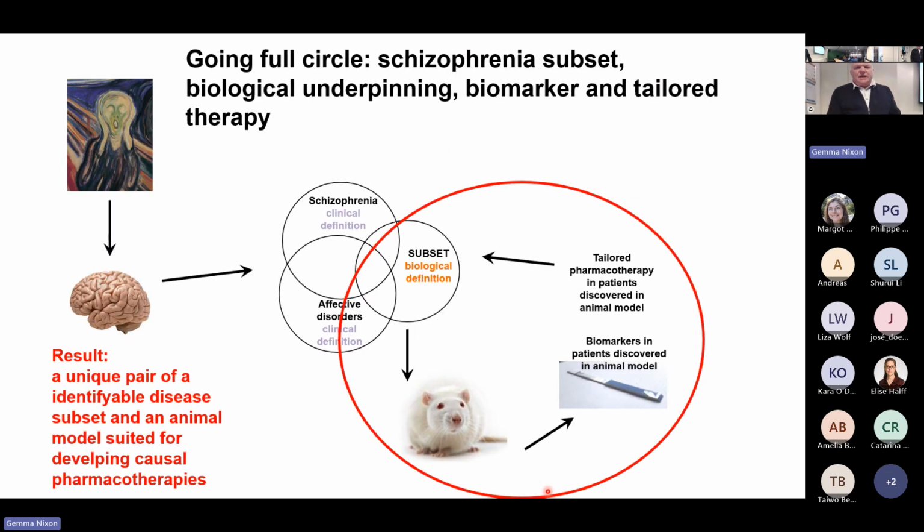And going full circle, I've shown you that we can define a subset in postmortem brains. We can model this in this DISC rat. We can develop biomarkers like these DISC aggregates in CSF or this PBMC signature. We can even do tailored pharmacology, which I showed you with this amisulpride rescue of the social deficit phenotype, and something similar has also been described in patients with amisulpride being beneficial for social phenotypes.